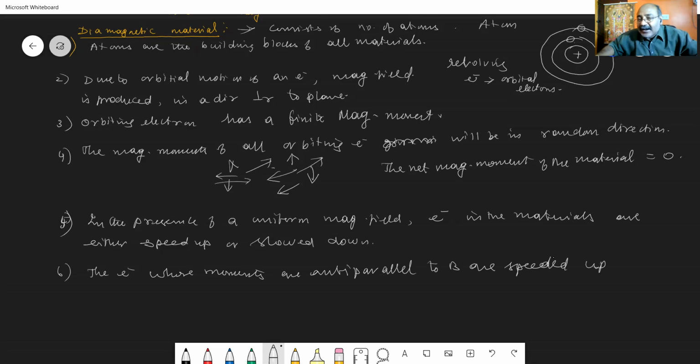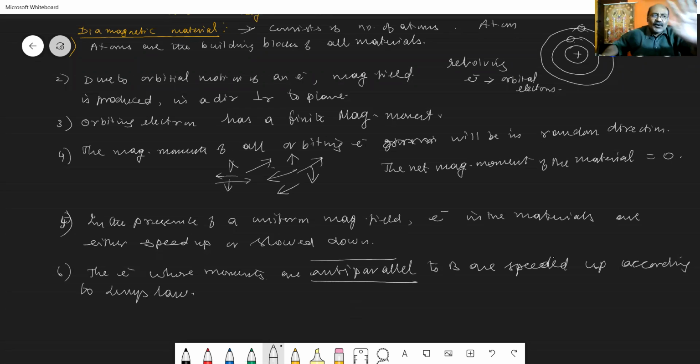In the fourth lesson we will study a law, called Lenz's law, and I will explain it when we reach the fourth lesson. According to Lenz's law, the electrons whose moments are anti-parallel are speeded up, while the others are slowed down.